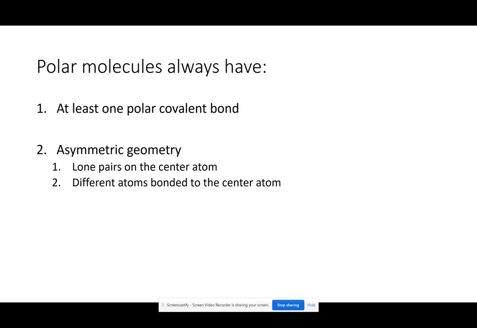Having a polar bond does not necessarily mean that a molecule is polar. In order for a molecule to be polar, it has to have at least one polar covalent bond, and it has to have asymmetric geometry, so not symmetric geometry. You could be asymmetric by there being lone pairs on the center atom, which is going to make it bent or trigonal pyramid. Or you could have different atoms bonded to the central atom, like CH3Cl, where you have hydrogen on one end and chlorine on the other end.